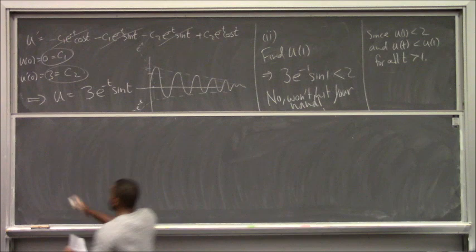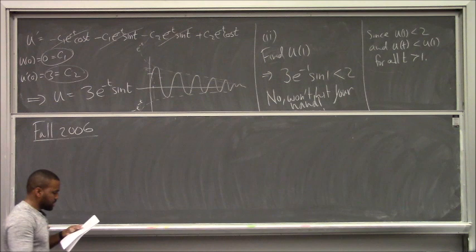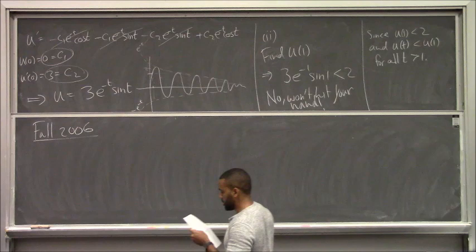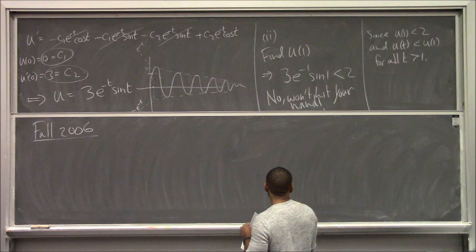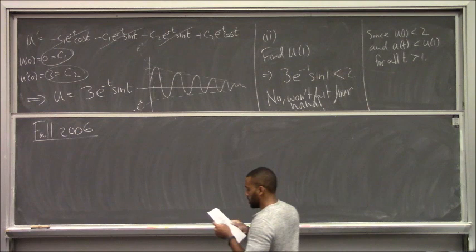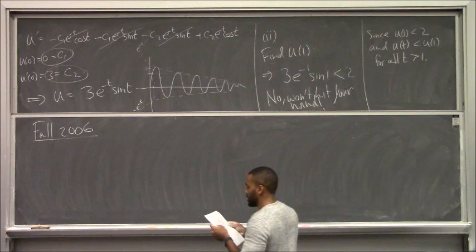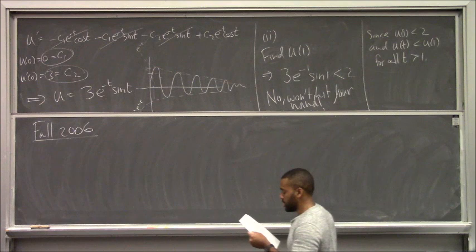Let's do fall 2006. At this point, we're just crunching through some examples just to see some variety. 0.019 is less than 2. Yeah, I don't know why they would expect you to know what sine of 1 is, because you need to kind of know what that is. I think that's like 0.7, 0.8, somewhere around there.